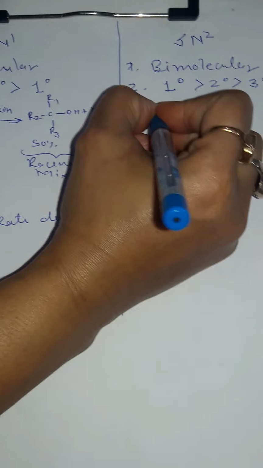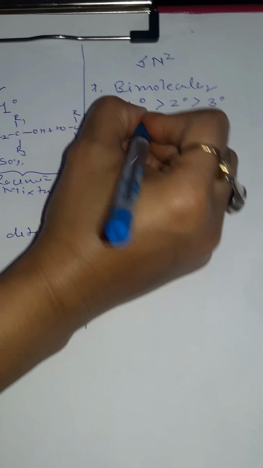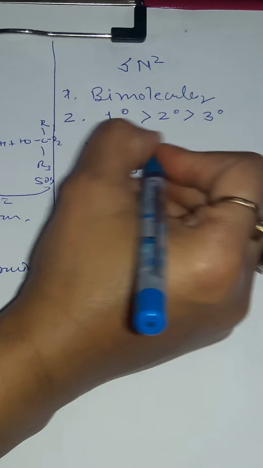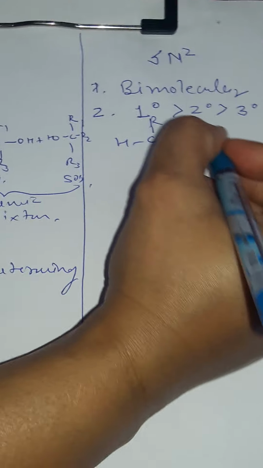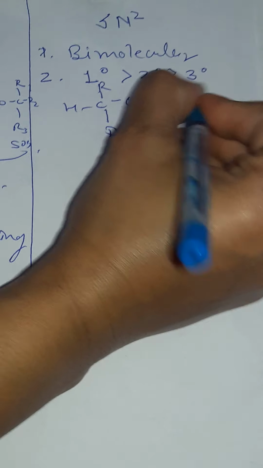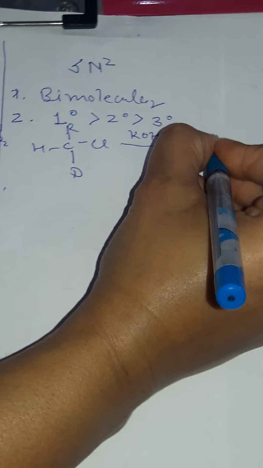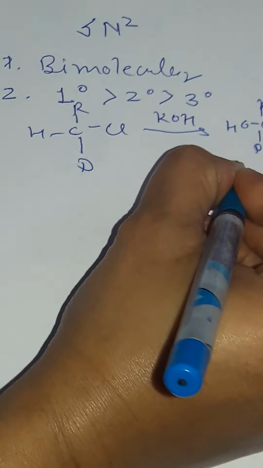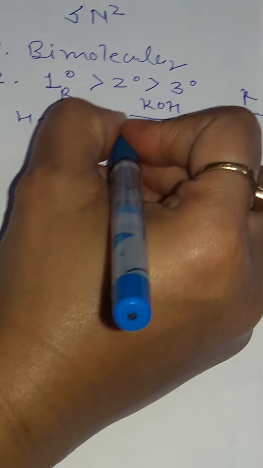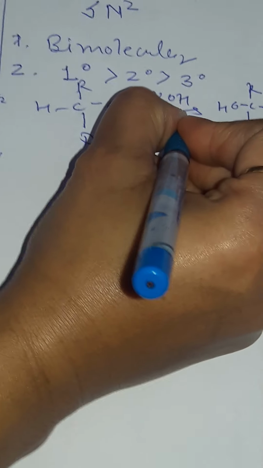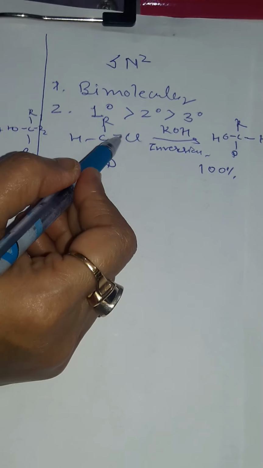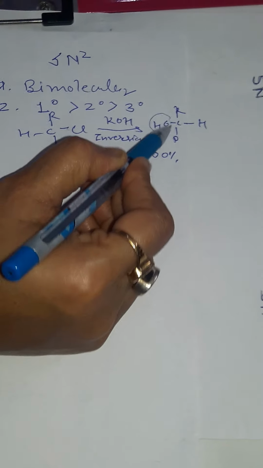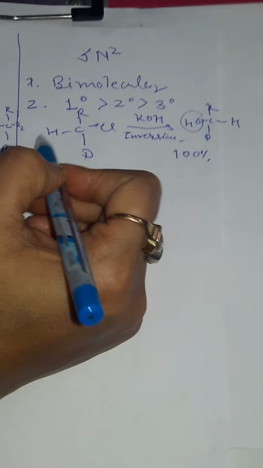Here with the 1 degree carbon, meaning the carbon attached with a single group, Cl on a single secondary carbon, in the presence of KOH, inversion occurs. This one is formed 100%. This is inversion. Inversion is because the Cl is removed from here and the attack of OH is here, just opposite to the Cl.